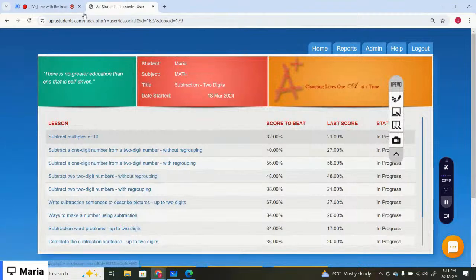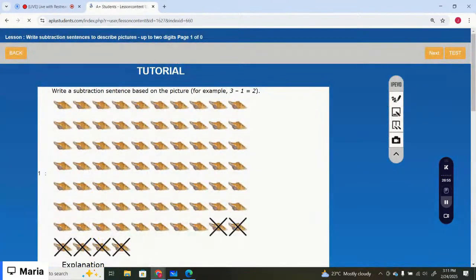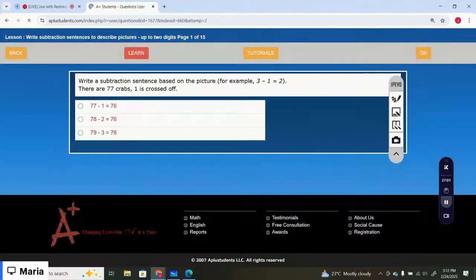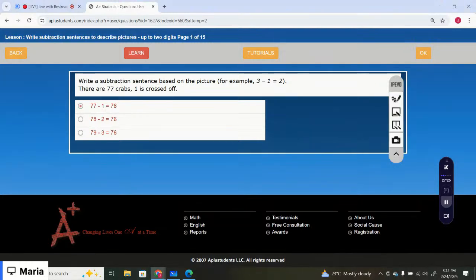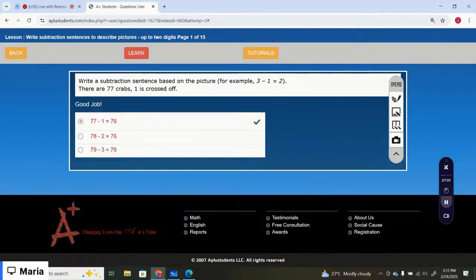The next lesson is write subtraction sentence to describe pictures up to 2 digits. Let's just start with the test questions. Write a subtraction sentence based on the picture. There are 77 crabs. One is crossed out. So you have to take away one. So 77 take away 1 is 76. Option number 1 is the correct option.